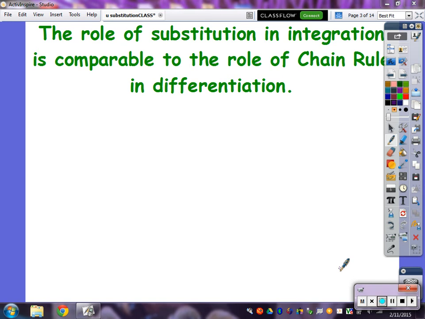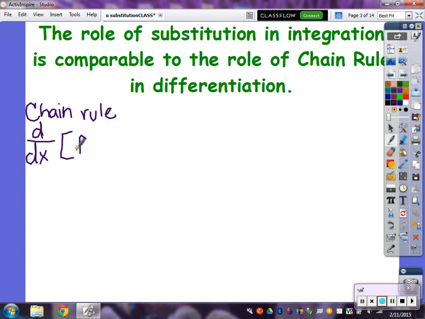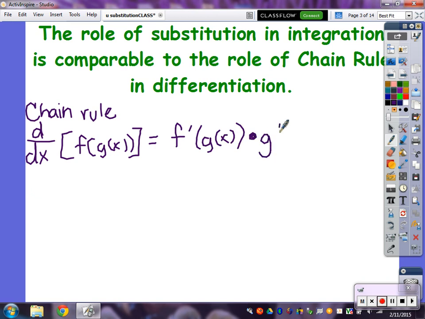So, the role of substitution in integration is comparable to the role of the chain rule in differentiation. In differentiation, our chain rule, if I were to represent it with some notation, is if we are taking the derivative with respect to x of a composite function, so let's say f of g of x, then we would take the derivative of the outer function, leaving the inner function as it is, and then multiply by the derivative of the inner function.